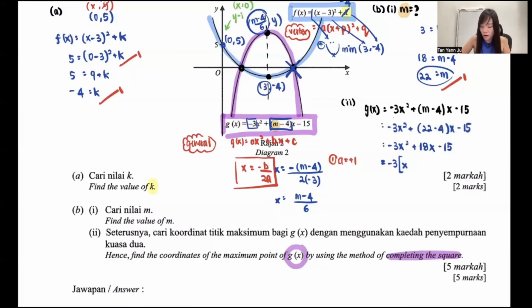So negative 3, I pull out. x squared, positive, pull out negative, negative. 18, pull out 3, 6. Negative, pull out negative, positive. 15, pull out 3, 5. Okay, I already pulled out negative 3.